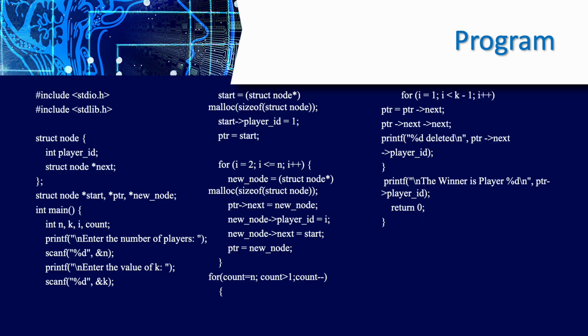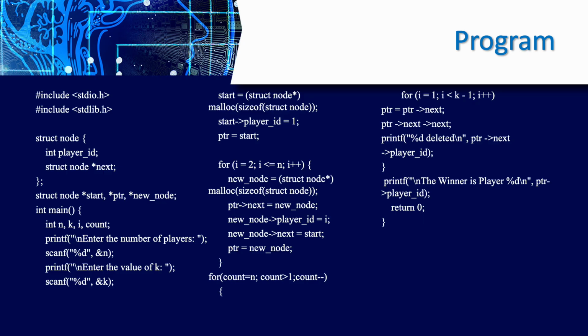Start is used to start from the first person, and the next pointer, and to assign a next person we need a new node. And coming to next, here we assign some global variables like n, k, i, count. n is for inserting the players, k is for step size, i is the looping variable, and count is to find the players left.